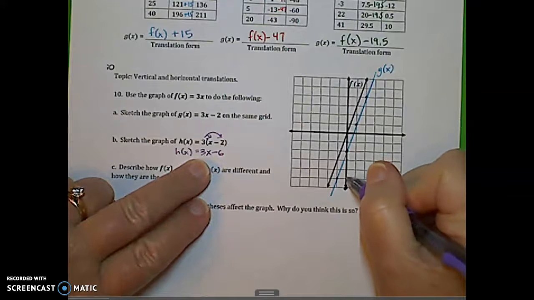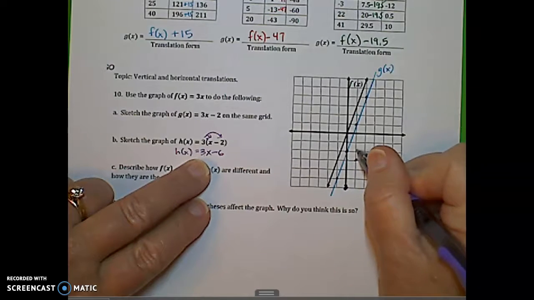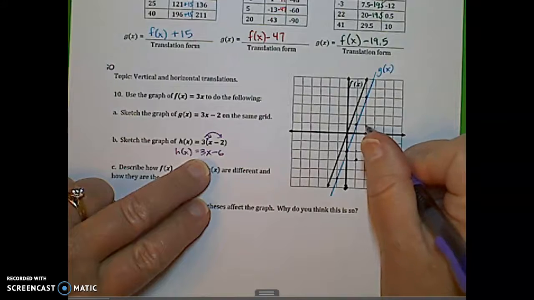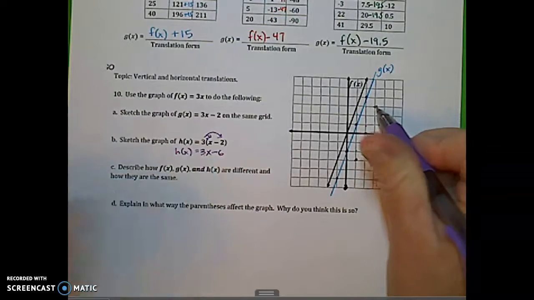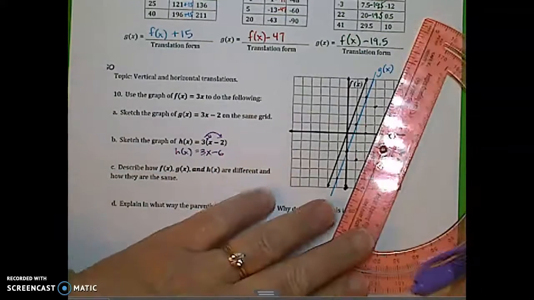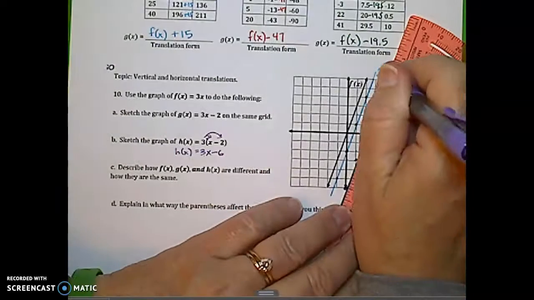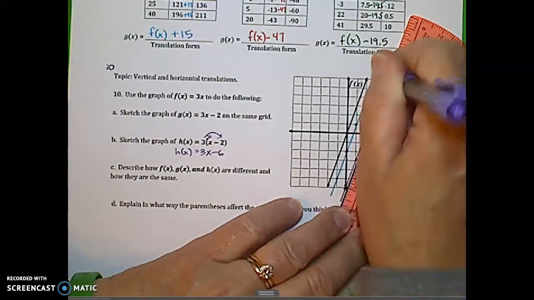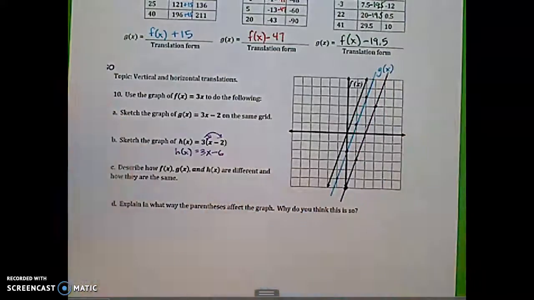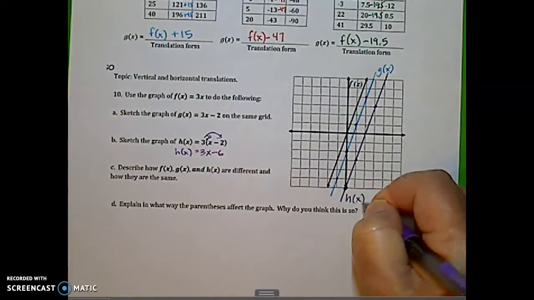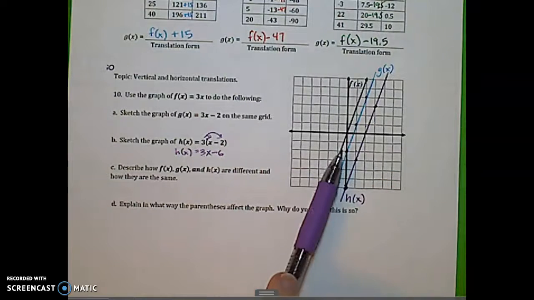I'm going to count off my slopes. Up 3 over 1, up 3 over 1, up 3 over 1. That'll do it. Connect this one. So label this one h of x. So we have f of x, then g of x, and h of x. Let's describe how these are different and how these are the same.